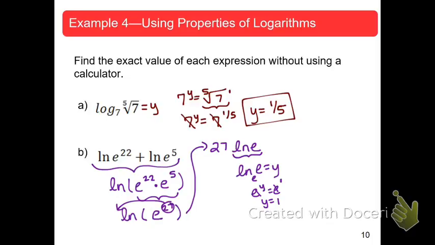So really what we have now is that 27, and the natural log of e is 1, and 27 times 1 is 27.